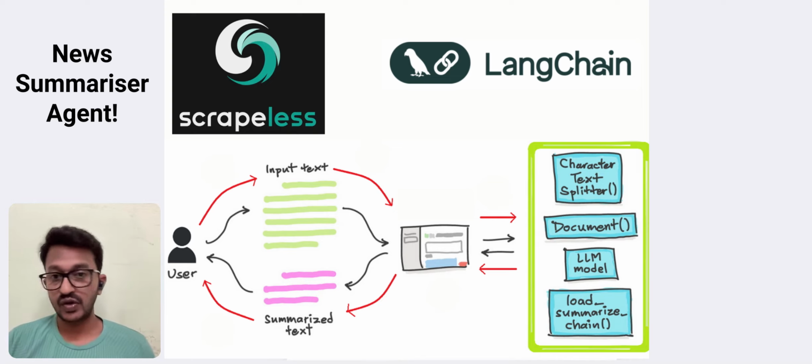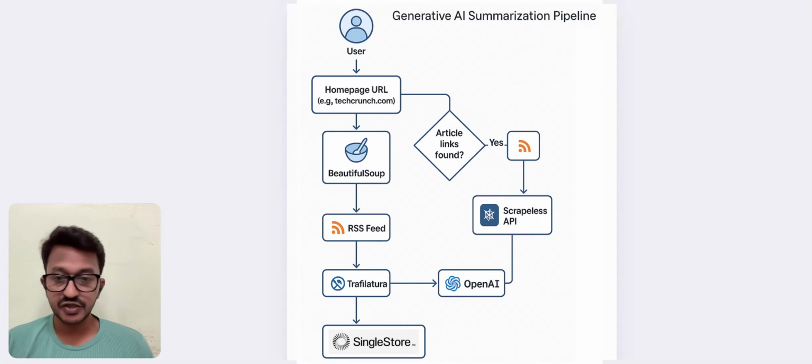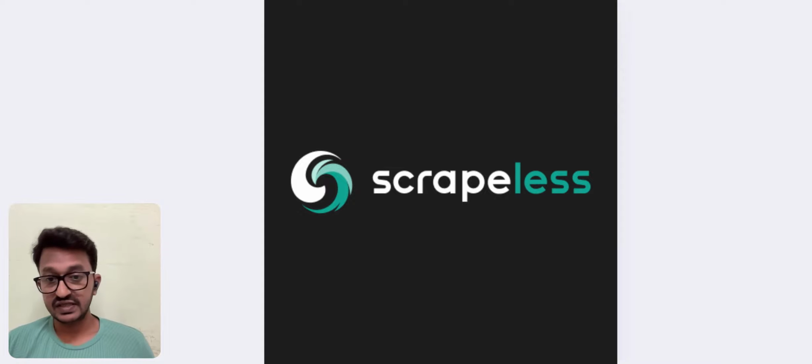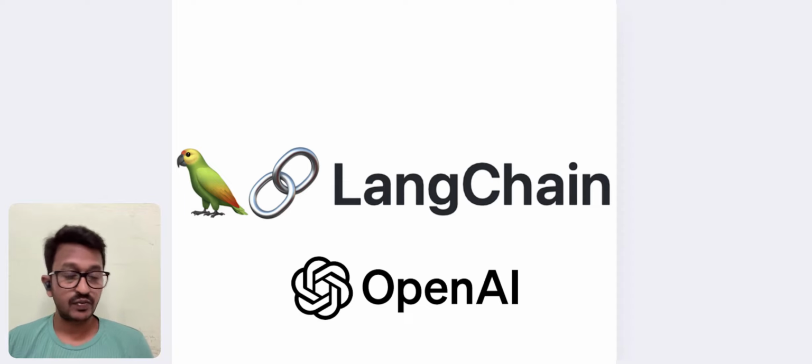So here's what we are building in this tutorial. We take a homepage URL, say TechCrunch, and try to extract articles using Beautiful Soup. And if that fails, we fall back to the site's RSS feed to find fresh articles. For each article, we use Scrapeless to fetch the fully rendered HTML, even if it's dynamic, JS heavy, or protected. Then we extract the readable text and summarize it using LangChain and OpenAI.